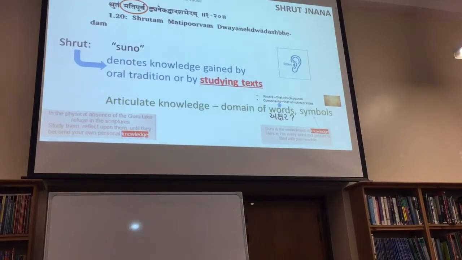So, two quotes here. In the physical absence of the Guru, take refuge in the scriptures. Study them, reflect on them until they become your own personal knowledge. The Guru is the embodiment of knowledge, hence his every word and gesture is filled with pure wisdom. So can you imagine that knowledge is not just by having a textbook and reading from the textbook.